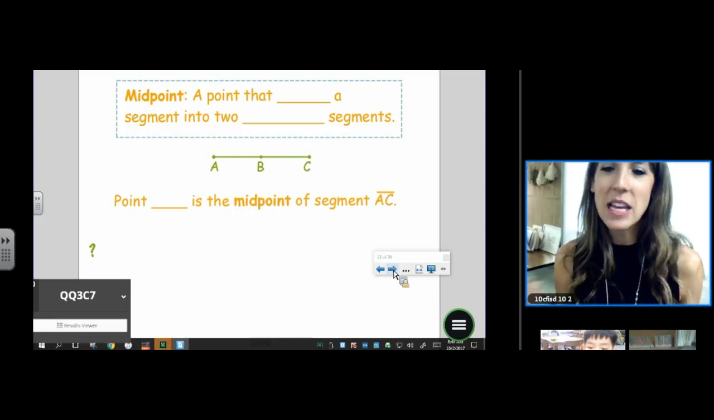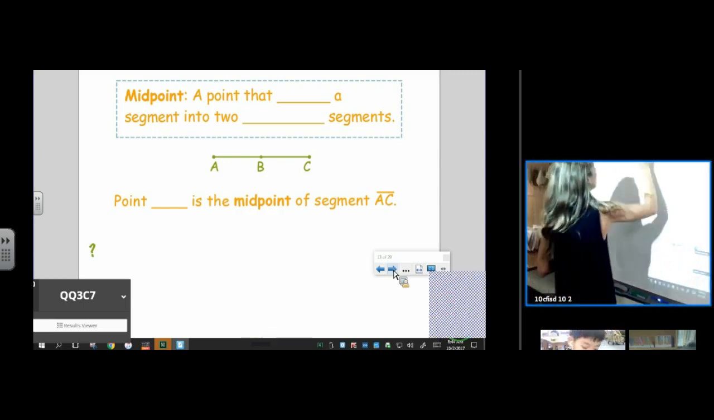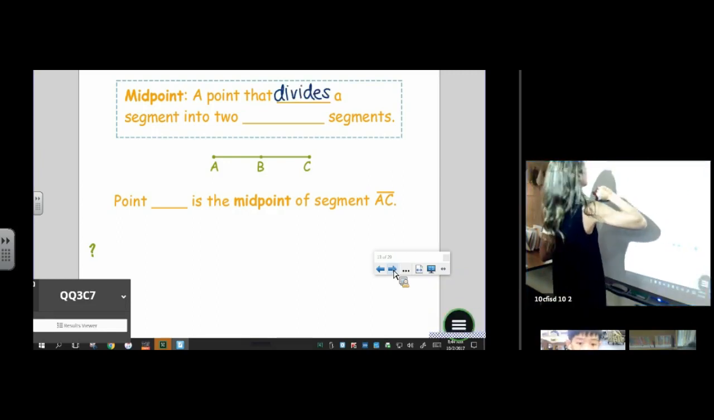Bisect is a good word. I'm going to use a different word in this definition, but that's a great word. I'm going to use, that's a good word too. I'm going to use this word and this word.